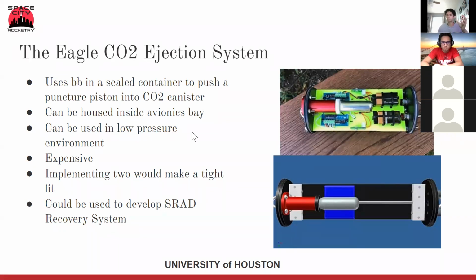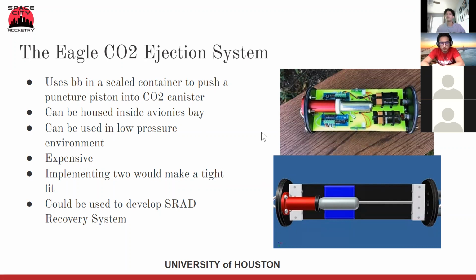It works with a spring and a puncture piston. So it uses a sealed black powder canister, and once you trigger it with an E-match, it punctures the CO2 canister, which then expands, and you can separate the rocket. It's really expensive, I think it's like $265, and it's really bulky. So I'm not 100% sure that we could fit two of these in Zenith.